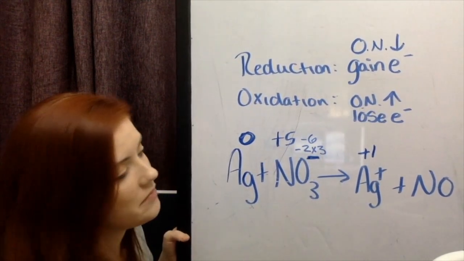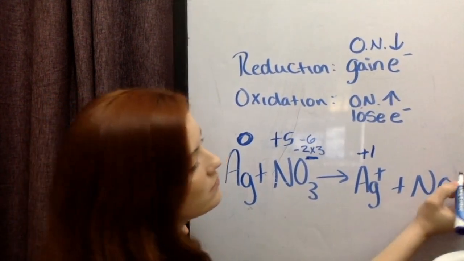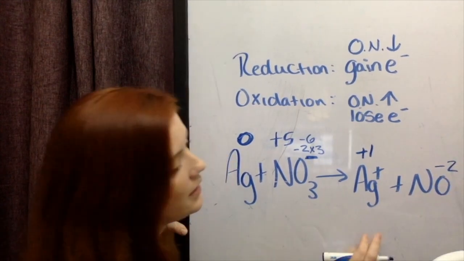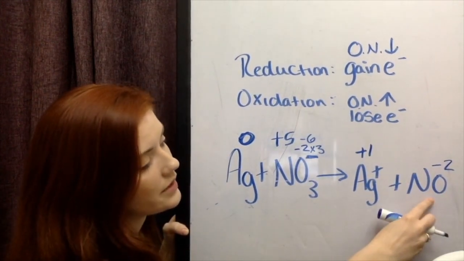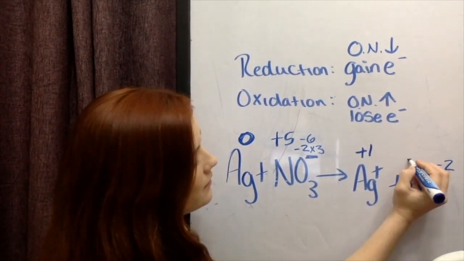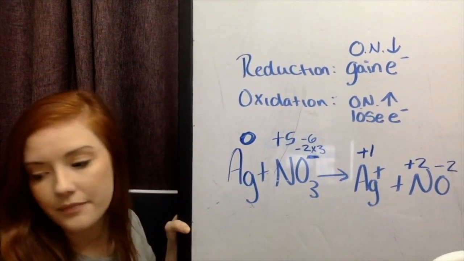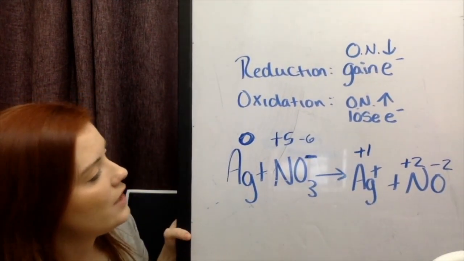Now let's take a look at nitrogen on this side. Do we have a rule for nitrogen? Nah. Do we have a rule for oxygen? Yep, -2. We know that this is going to have to equal 0, so what does nitrogen have to be? +2. All right, I took out all the extra writing so that way nobody's confused.